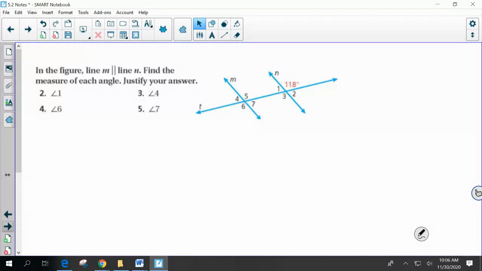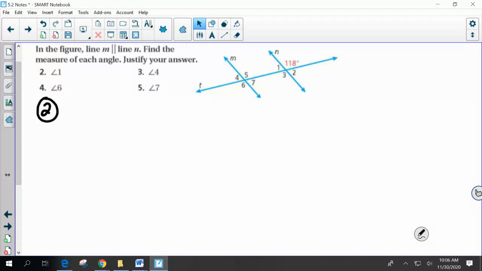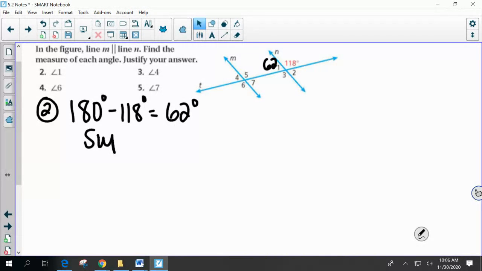So starting off, we are given one angle and we're going to find the measure of angle 1. So that's number 2. How would I figure that out? 180 minus what? 118. And what does that equal? 62 degrees. So this one is 62. And then why does that equal 62? What's that called? Supplementary.